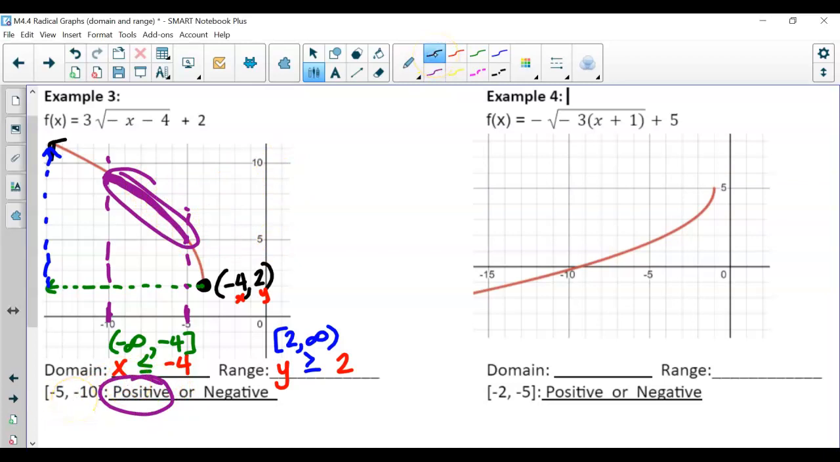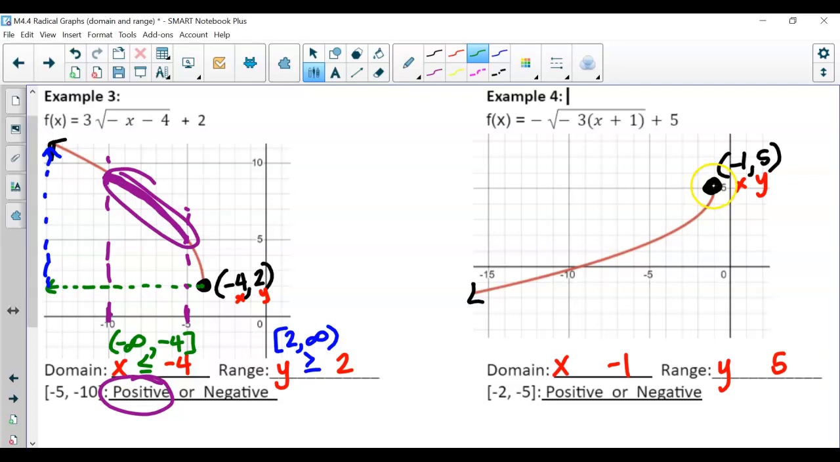Let's do this last example here. Again, identifying our starting point, our graph going on in this one direction. So we're at -1, 5. Here's our x, here's our y. So what value is our domain starting at? -1. Where's our range? Our y value starting at? 5.